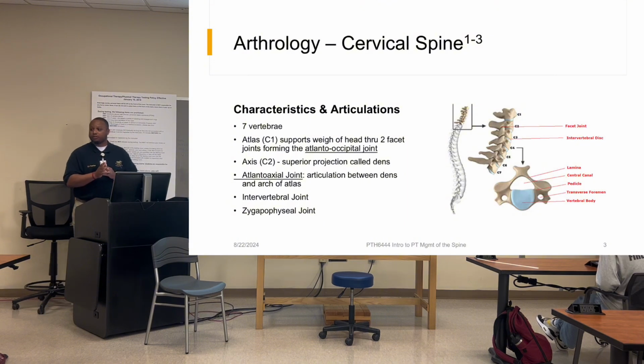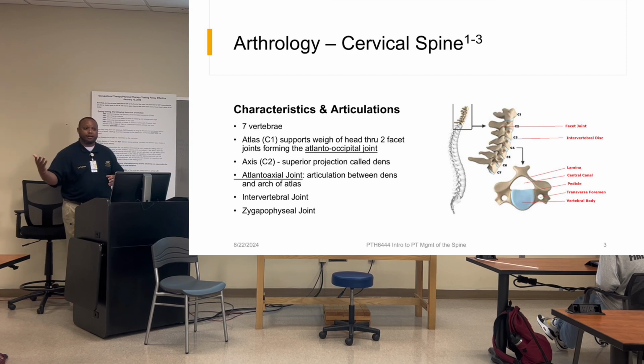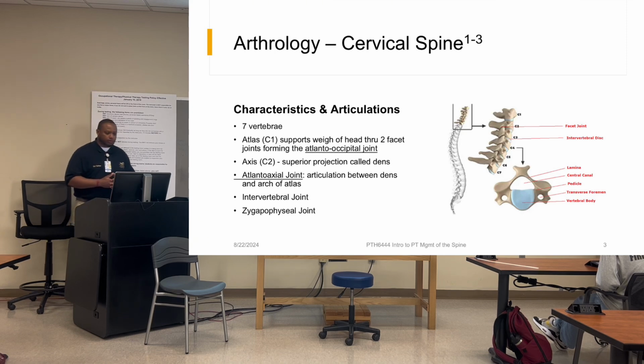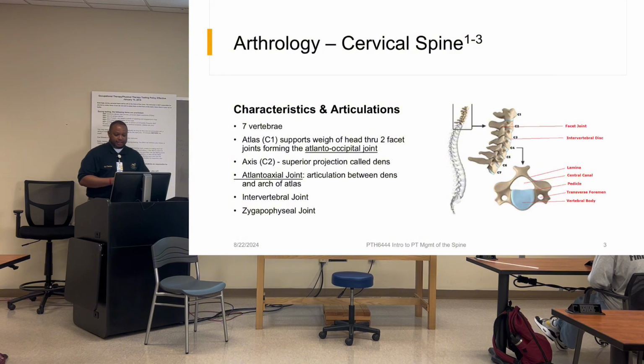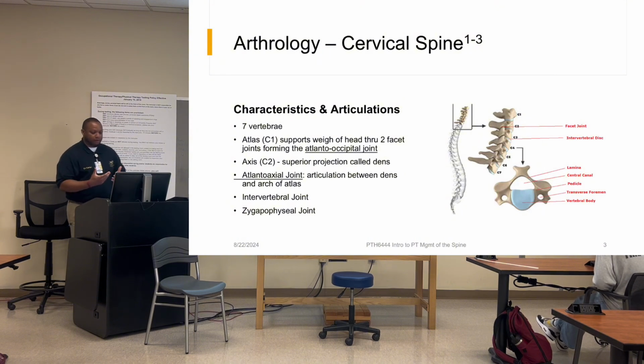I got the convex process of the occiput for the occipito-atlanto joint. Okay, so the convex what? Facets of what? The occiput. Okay, so also referred to as the occipital condyles. The occipital condyles, referred to as CO, articulate with C1, the atlas, and then the atlas articulates with the axis, C2. They're referred to as intervertebral joints and zygapophyseal joints.